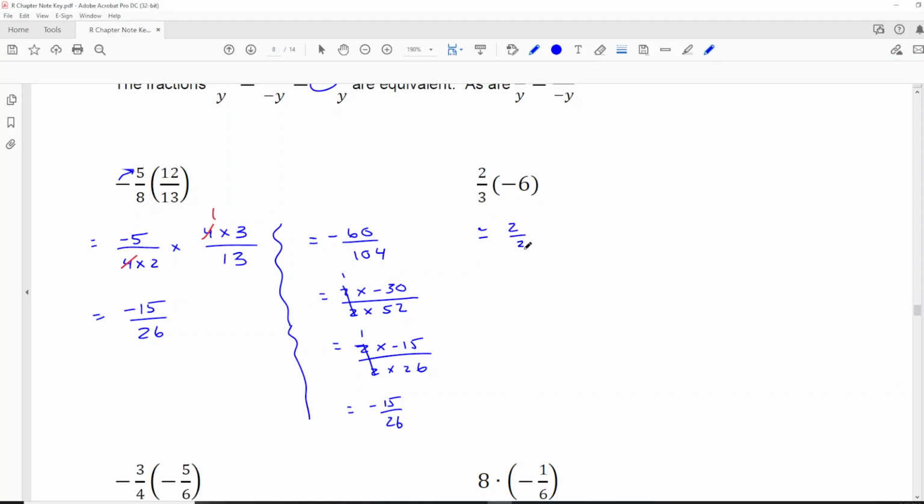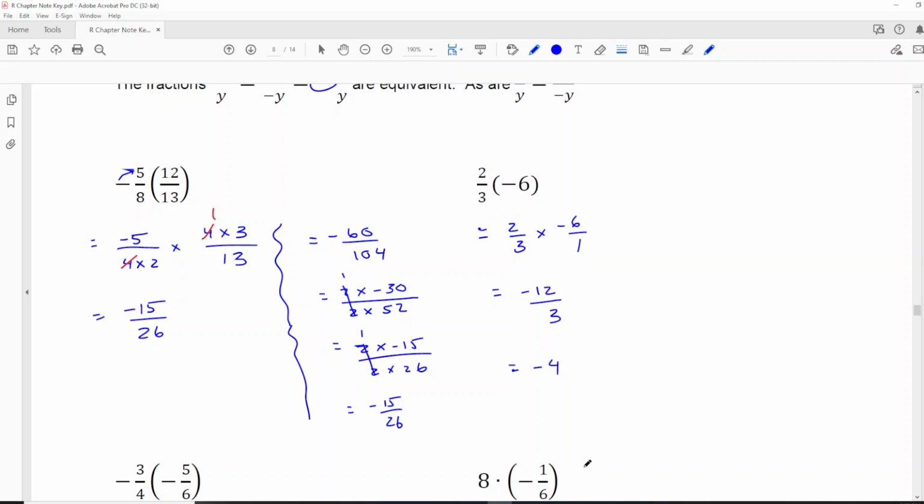This is 2 divided by 3 times negative 6 over 1. You can simplify before you multiply, you can simplify after. So this one, maybe I'll just multiply across. 2 times negative 6 is negative 12, 3 times 1 is 3, a negative divided by a positive is a negative, 12 divided by 3 is 4, right? Choose your own adventure. I don't care how you do these. What I care about is that you're getting the right answer.